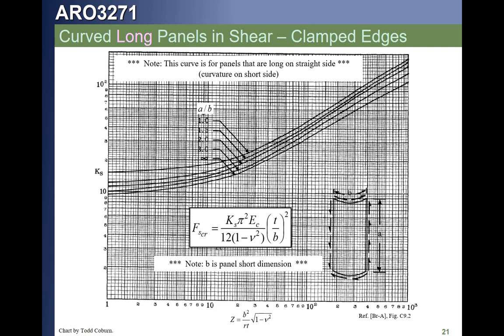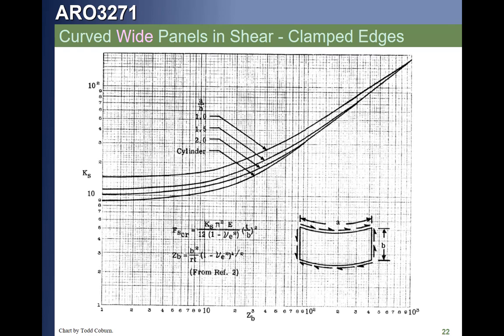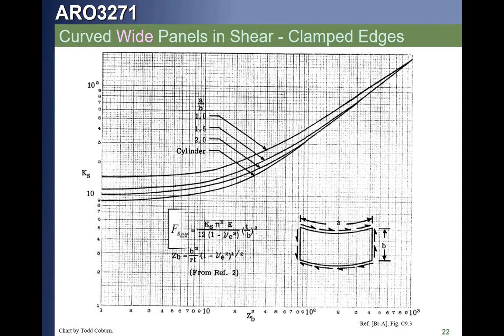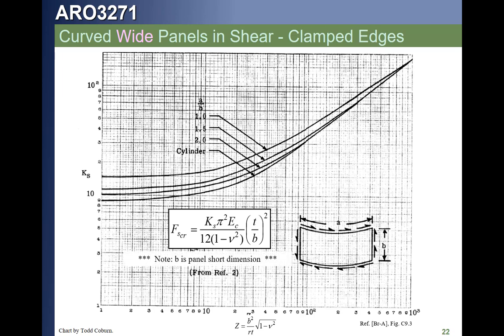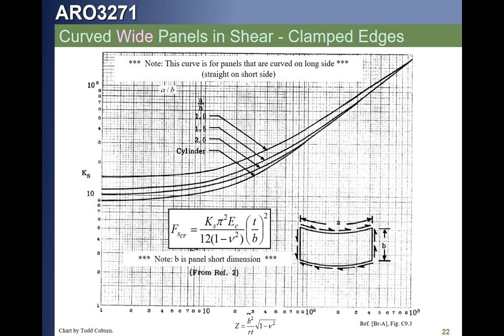Now if that curved dimension were the long one, we're going to call that a wide panel and use the following curve. Here is the curve we're going to use for wide panels. You'll see our long dimension is now the curved edge. We're calling that a wide panel. We calculate our Z, we calculate our K for the A over B ratio, and plug that K into our equation to get our critical buckling allowable.